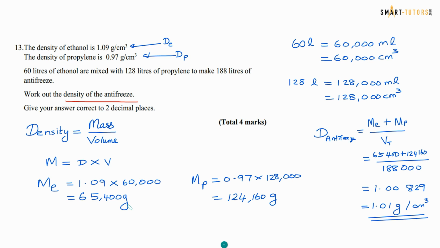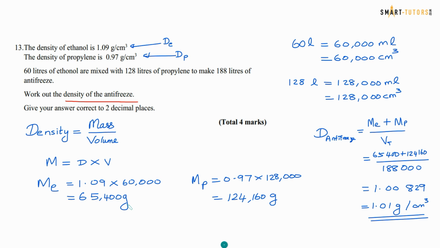Density is given and the volume. Here is the problem. 60 liters you need to convert to 60,000 milliliters, which is equivalent to 60,000 cubic centimeters. Same as 128 liters becomes 128,000 cubic centimeters. So you add both masses; the antifreeze liquid's mass is 65,400 plus 124,160.